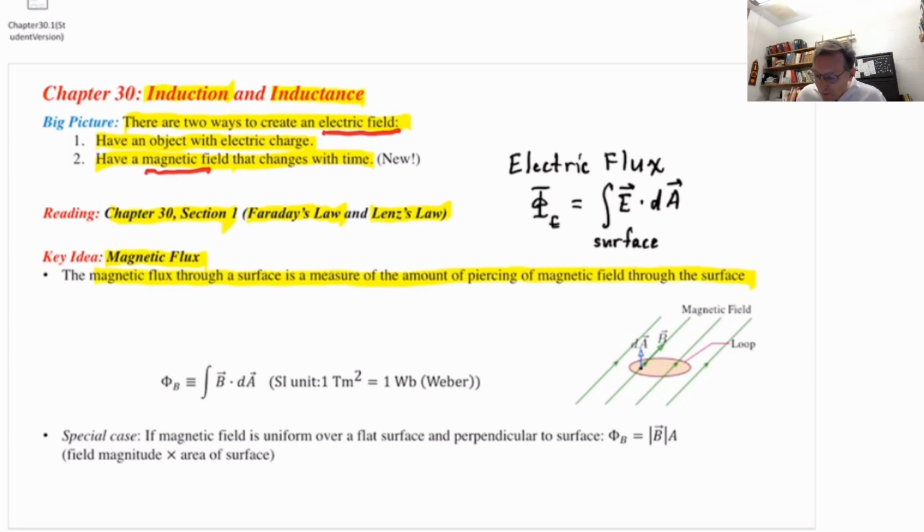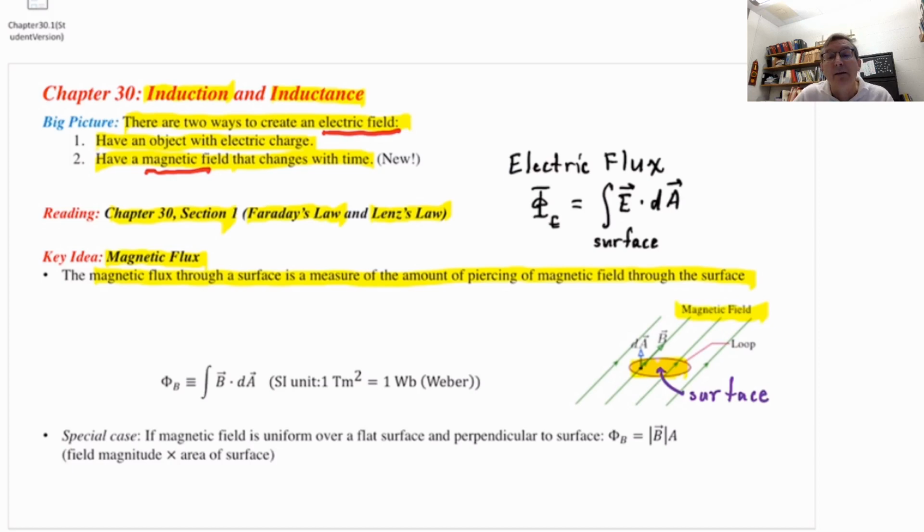The magnetic flux through a surface is a measure of the amount of piercing of magnetic field through the surface. So I started here with a little schematic showing a loop. Just a circle down there. And the interior area there is a surface. So I have a loop, which is the boundary there, the circle, and then the interior region inside the loop is a mathematical surface. And then I also have magnetic field lines piercing through the surface.